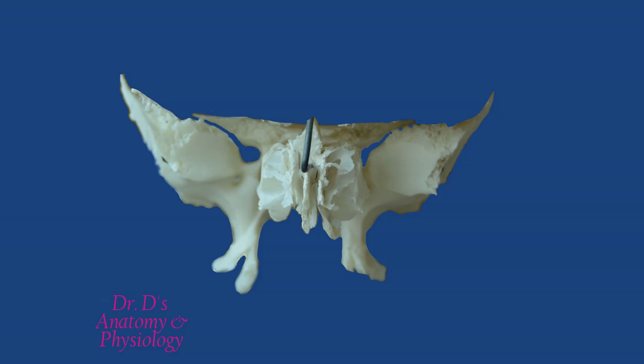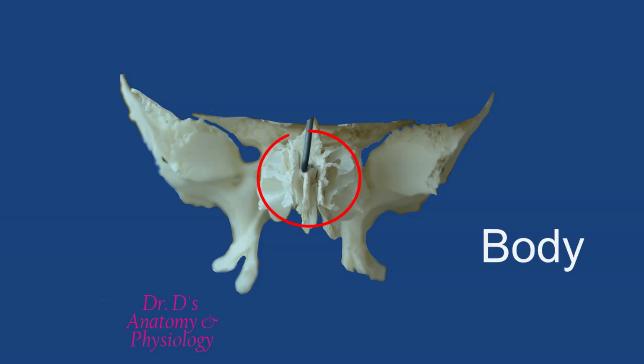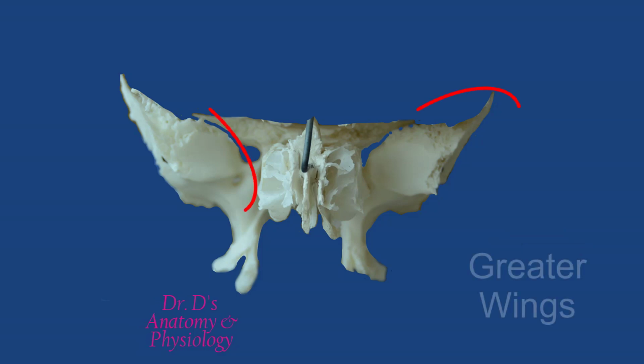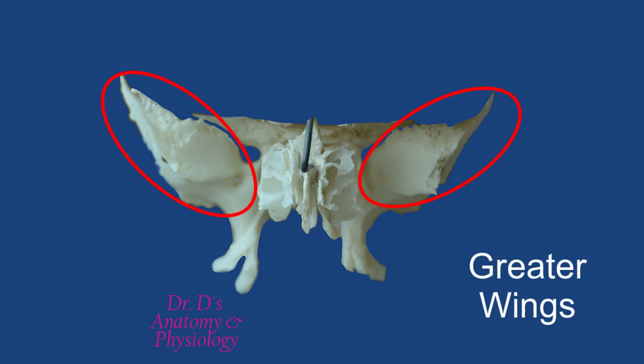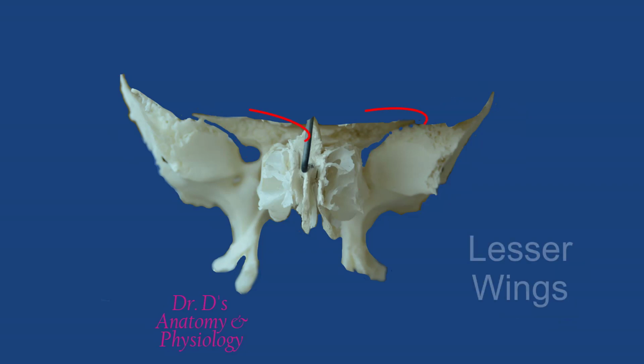The sphenoid bone has been described as being like a butterfly, like a flying creature, because it has two pairs of wings. You'll see right behind the ethmoid bone, we would have the body of this flying creature. And then we have wings extended from the body, and we have a pair of greater wings first, and then we have a pair of lesser wings.